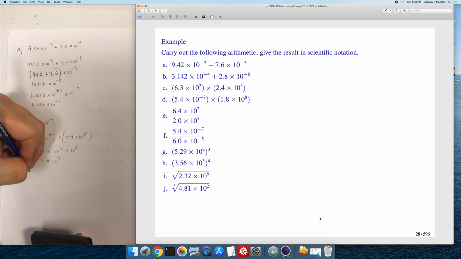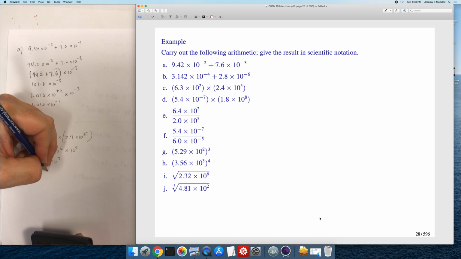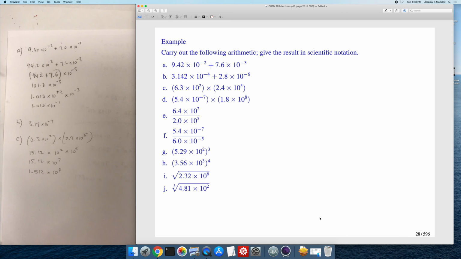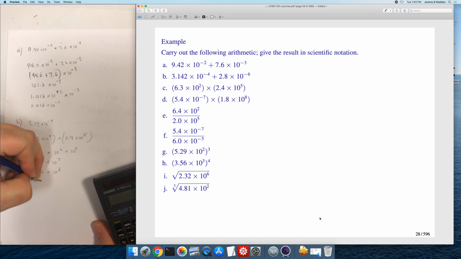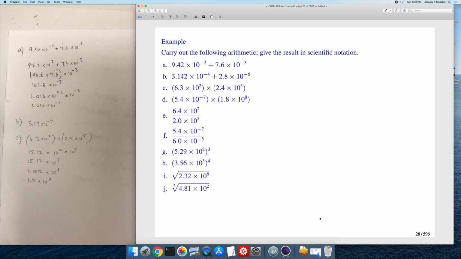And then we would make an adjustment to get the number in proper scientific notation. In the end, we'll learn that we would write that as 1.5 times 10 to the 8th. We'll learn about that soon. I did a little bit of rounding at the end. I'll leave part D as an exercise for you to try, both with your calculator and manually.